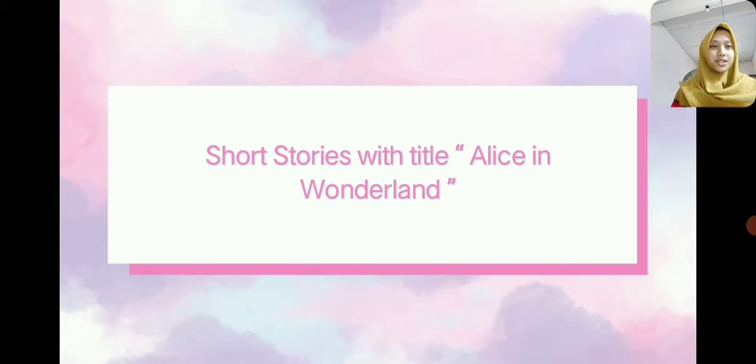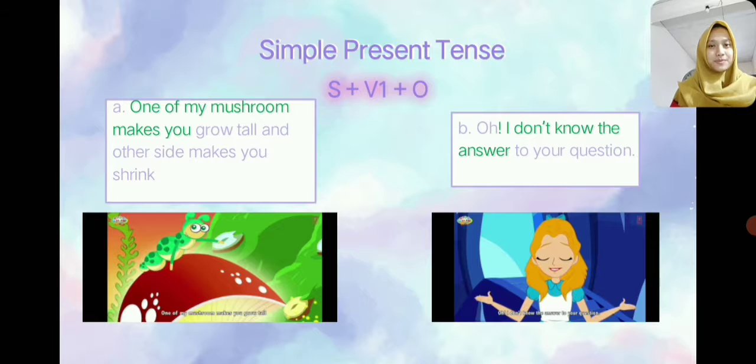First, I want to present my English analysis about tenses from short stories with the title Alice in Wonderland. Simple present tense has the formula subject plus verb 1 plus object. The example sentence 1: One of my mushroom makes you grow tall and other side makes you shrink. One of my mushroom is subject, makes is verb 1, you is object.